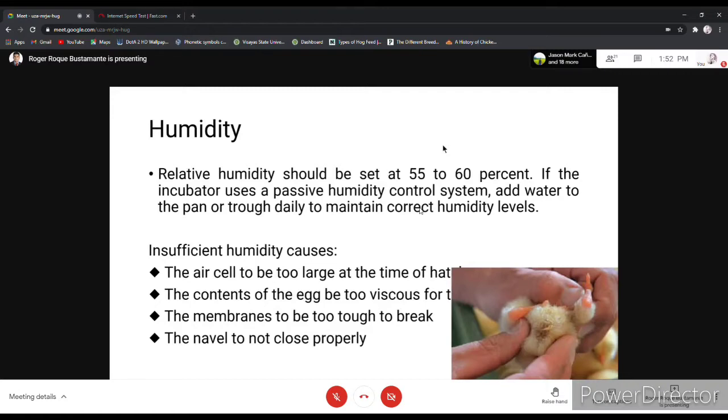So if it is oversupplied, that will affect development of the chicks inside the egg. We will further discuss that later on in the next slides. The effects of high humidity, or oversupplied relative humidity, and too low.